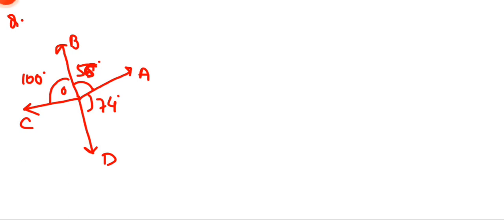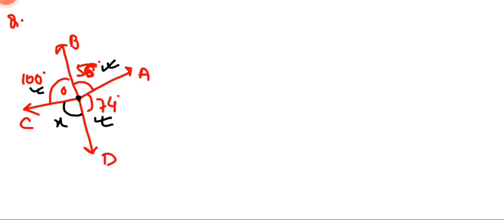Now let's see this question, students. Here we are seeing 4 different arms moving from one common point, that is point O. Okay, this is point O. Angle AOB is equal to 56 degree. Angle BOC is equal to 100 degree. Angle AOD is equal to 74 degree. And let us consider, we have to find angle COD, and let us consider this angle is equal to X.